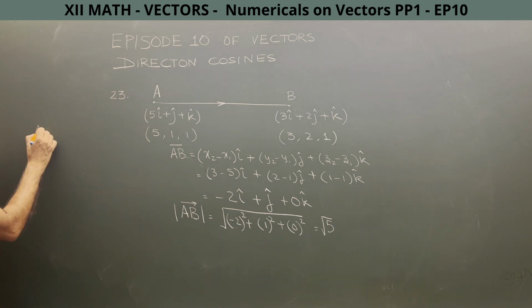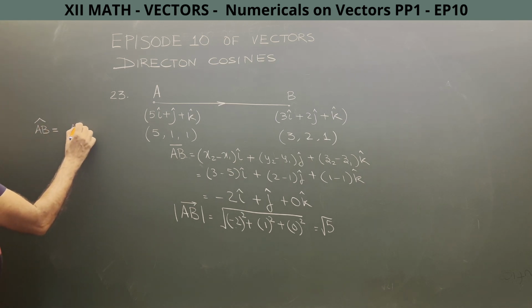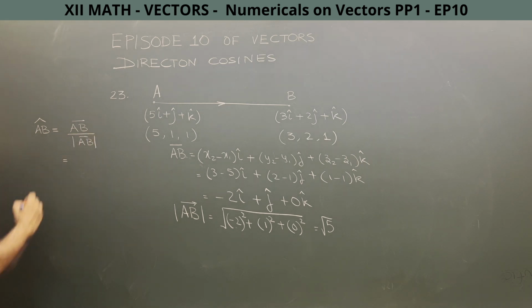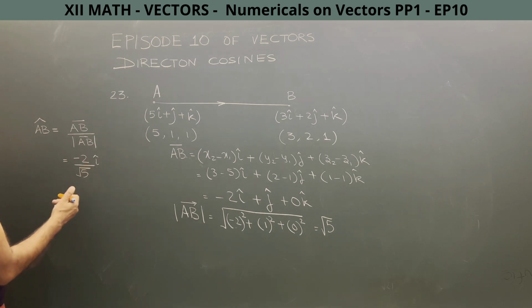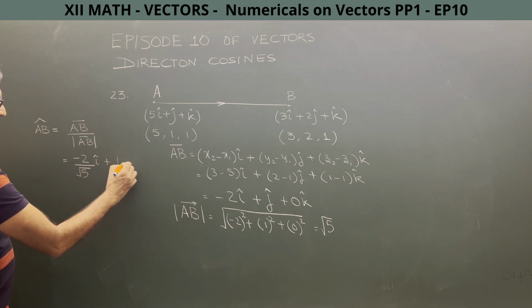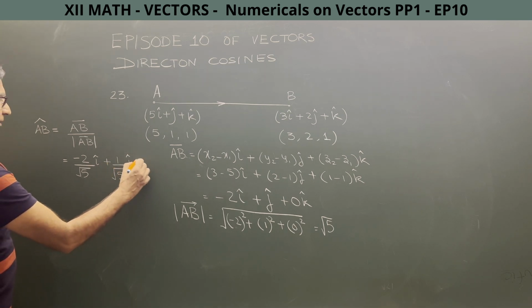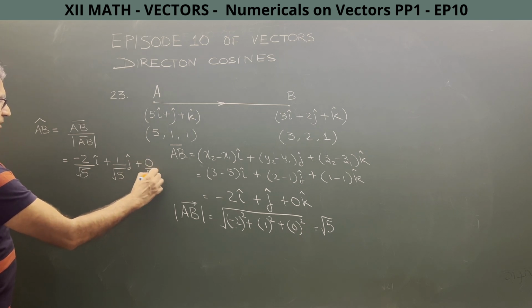So let me write it here. So what will be the unit vector? It will be vector AB divided by its own magnitude, and then you can separate it out the way we did in the previous question, like this. No need to write one extra step. Previous question I did write, but here I am writing it directly. 0 by root 5 k.